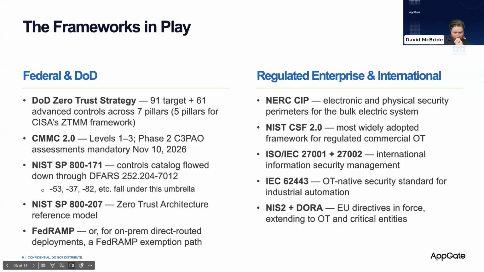So when you think about the layers, you're going to now get into NIST SP 800-207, which is the Zero Trust Architecture Reference Model. This is your architectural North Star for how ZT is supposed to be implemented in the federal context. And then finally and separately, you've got FedRAMP. For on-prem direct routed deployments, there's a FedRAMP exemption path, which is an ATO package. And we'll talk a little bit about that later when we get to the data sovereignty page.